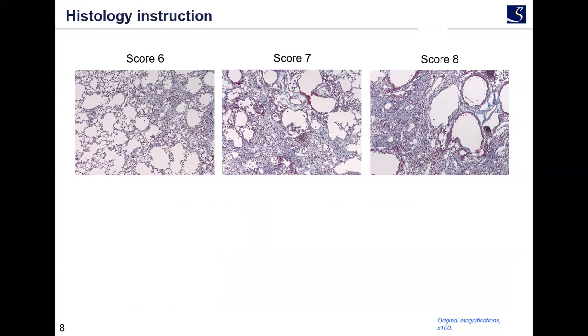Score 7 is a distortion of structure and large fibrous area. Score 8 is a total obliteration of the lung. And these are the examples of the staining.